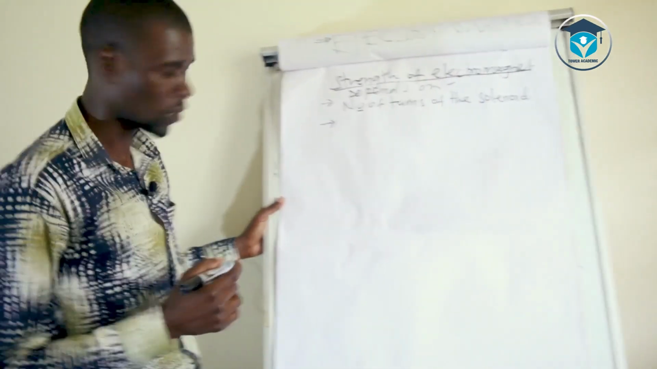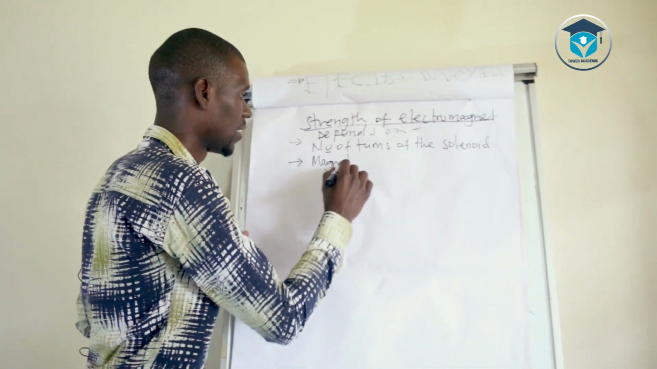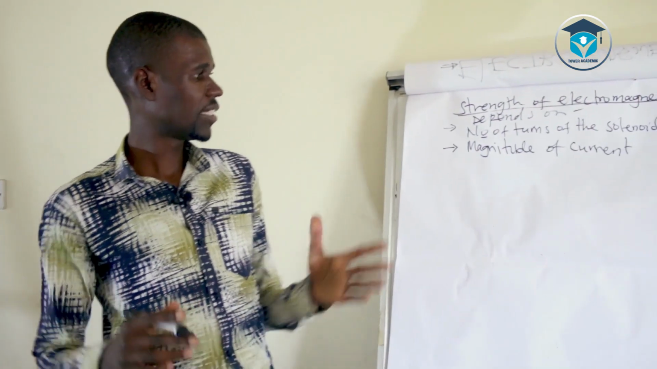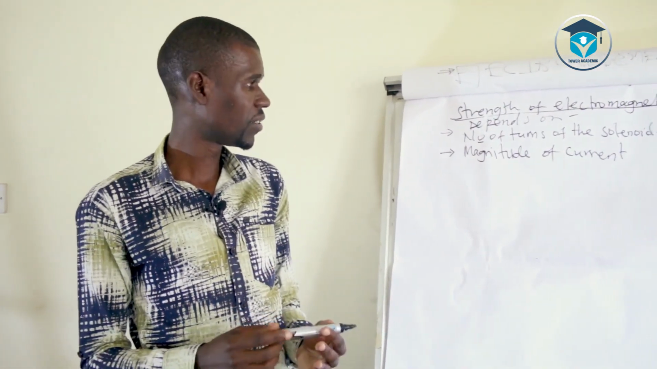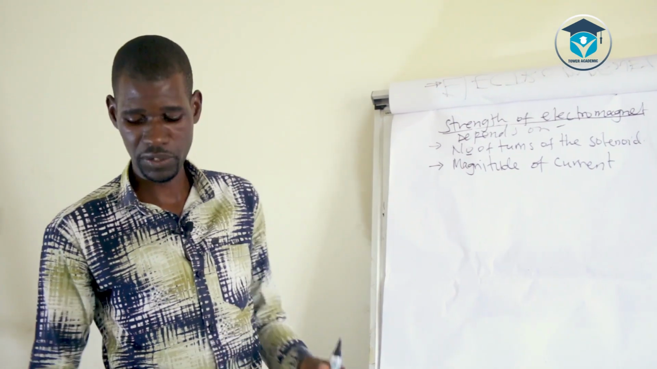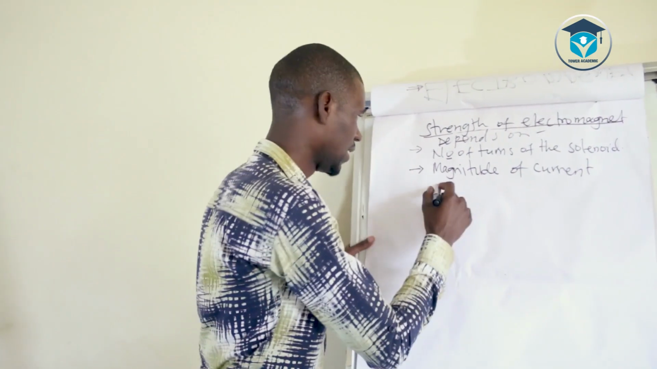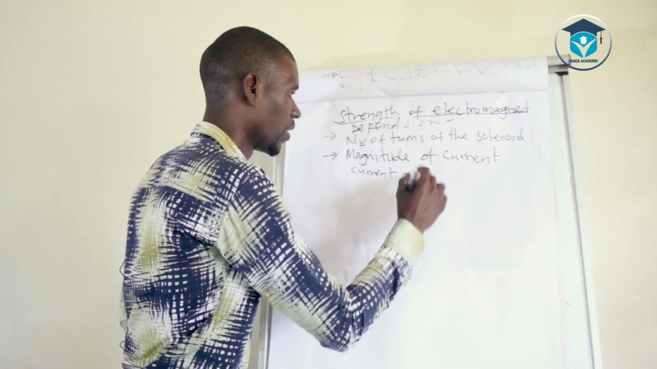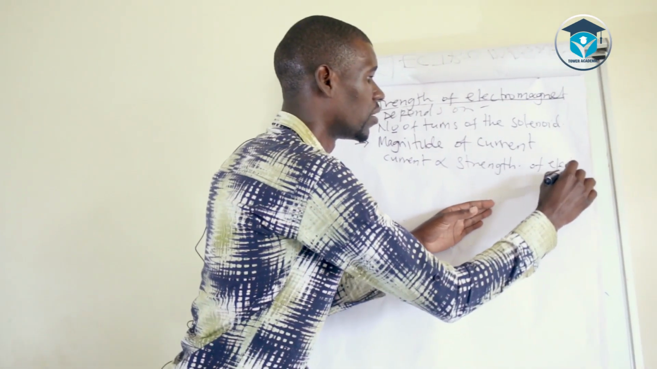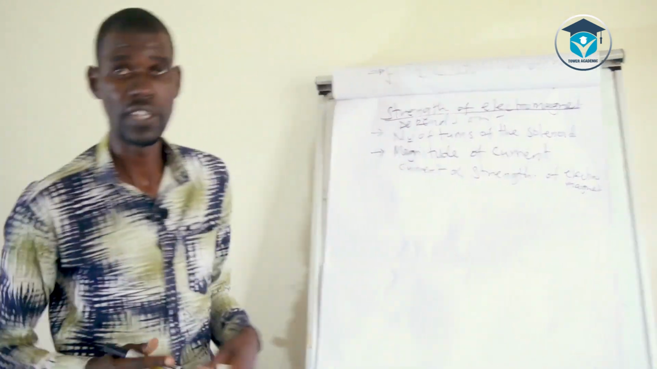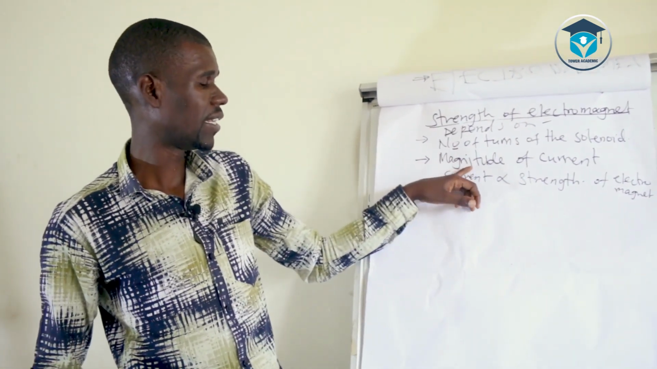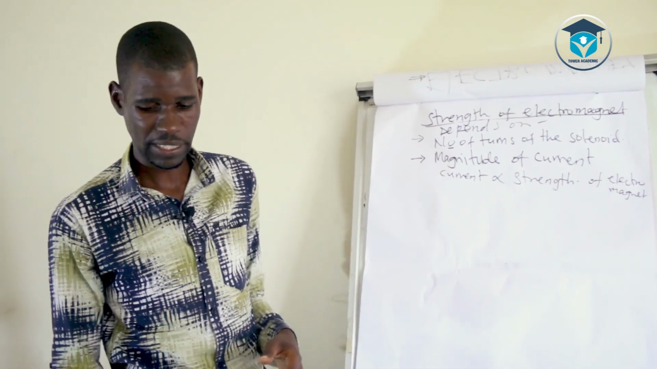Then we have another factor, which is magnitude of current. We said that this current here provides or produces a magnetic field. So the magnitude of current determines the strength of the magnetic field. Therefore, it determines the strength of the electromagnet which is formed. And the current is directly proportional to the strength of the magnetic field. And therefore, it will be proportional to the strength of the electromagnet formed, because it is this current which produces the magnetic field. In other words, the higher the current flowing through a conductor, the stronger the electromagnet which is formed.